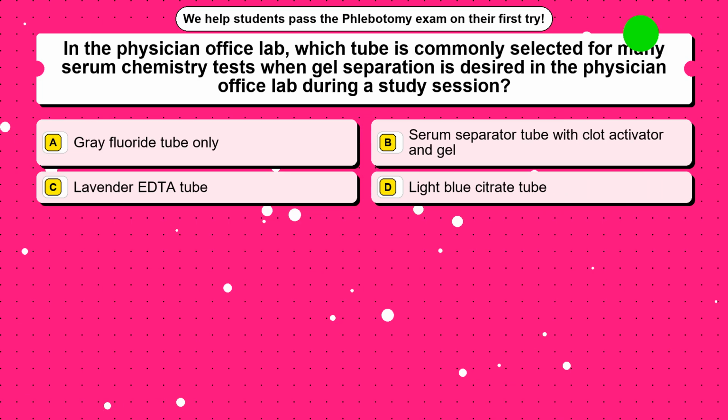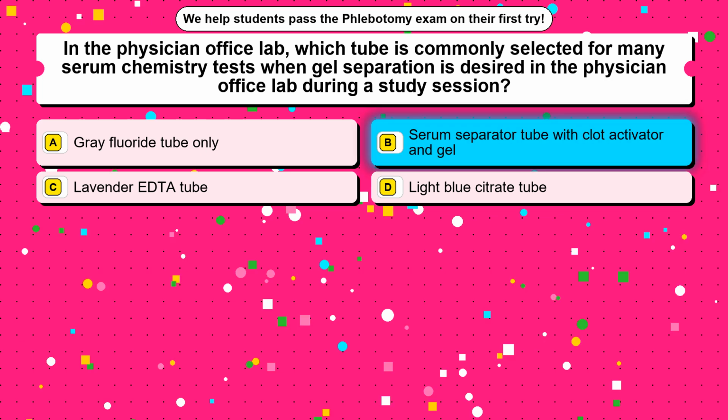Question 38. In the physician office lab, which tube is commonly selected for many serum chemistry tests when gel separation is desired in the physician office lab during a study session? Option A, gray fluoride tube only. Option B, serum separator tube with clot activator and gel. Option C, lavender EDTA tube. Option D, light blue citrate tube. The correct answer is option B, serum separator tube with clot activator and gel.